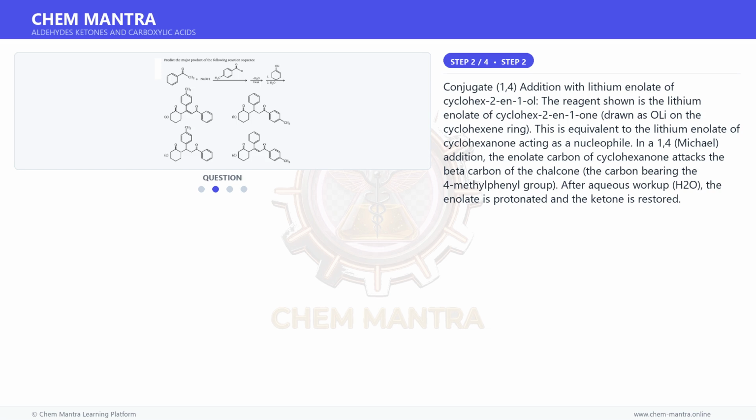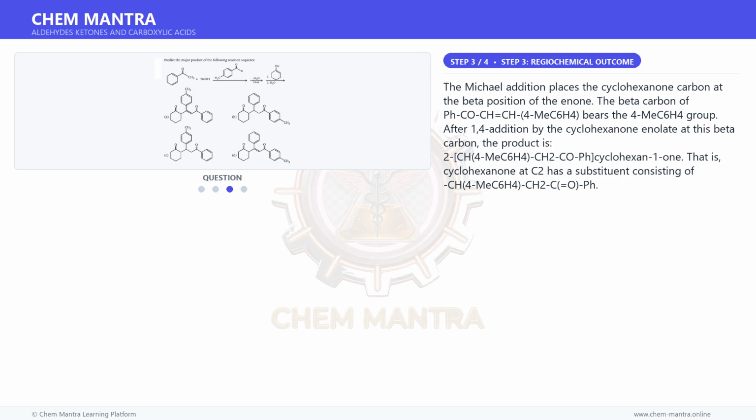Conjugate 1,4 addition with the lithium enolate of cyclohex-2-en-1-ol. The reagent shown is the lithium enolate of cyclohex-2-en-1-one, drawn as OLi on the cyclohexene ring. This is equivalent to the lithium enolate of cyclohexanone acting as a nucleophile. In a 1,4 addition, the enolate carbon of cyclohexanone attacks the beta carbon of the chalcone, the carbon bearing the 4-methylphenyl group. After aqueous workup (H2O), the enolate is protonated and the ketone is restored.